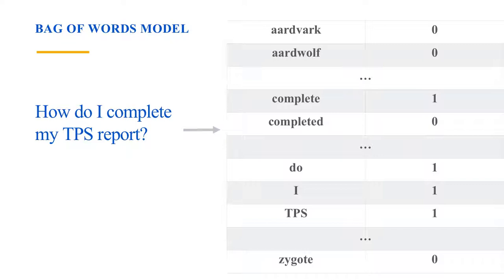So if your message mentions the word aardvark, we'll put a 1 in the first column of this very large array. If you mention aardwolf, then we'll put a 1 in the second column. And so on through up to the word zygote, which I believe is probably the last word in the English language. So in this case, because I had "how do I complete my TPS report", there will be 7 ones in this array. This array was about 70,000 elements wide, so it's a very sparse array, almost all zeros, with just a 1 in the column for complete, a 1 in the column for do, a 1 in the column for I, and a 1 in the column for TPS.